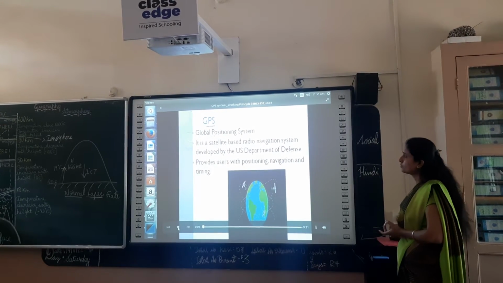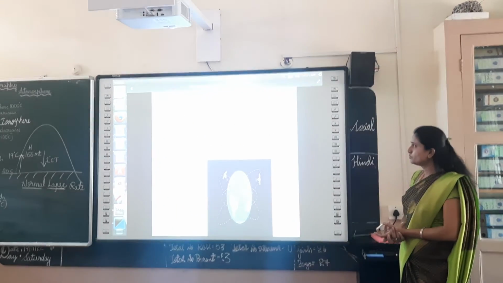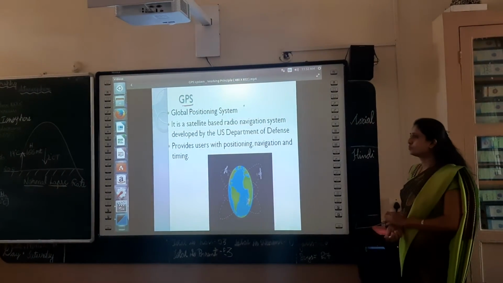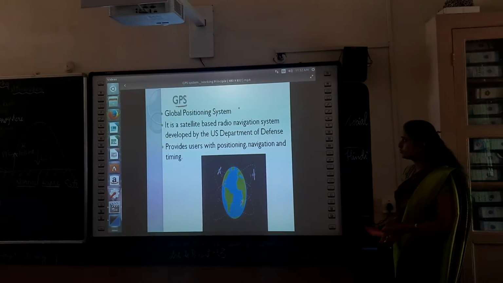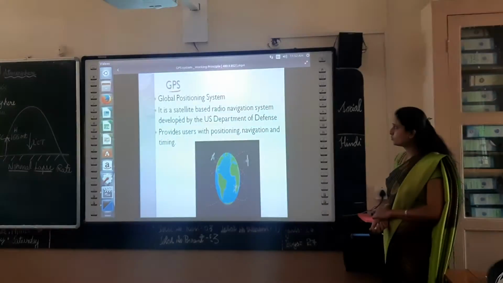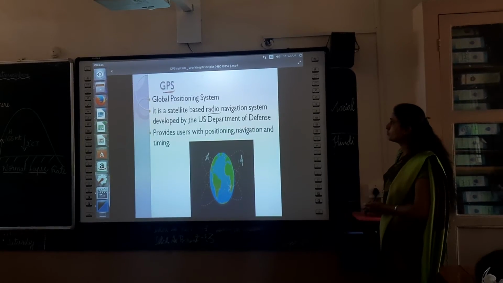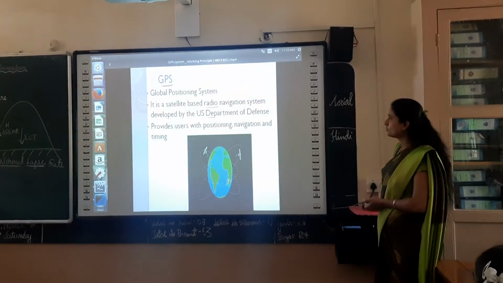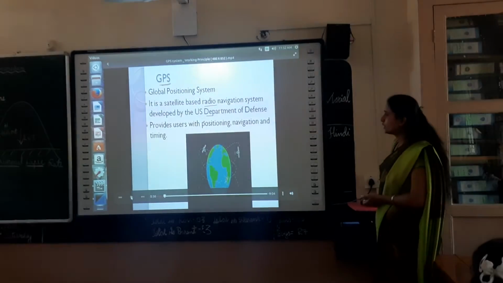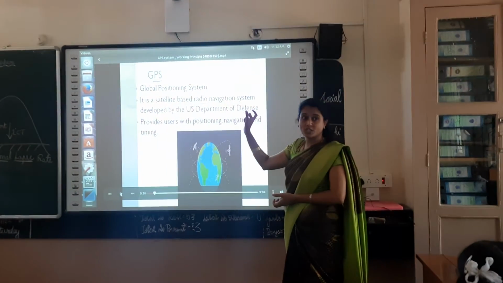GPS stands for Global Positioning System. We all are using GPS in our smartphones, sometimes in our cars, or in other devices which can tell us about location and time. GPS is a satellite-based radio navigation system that was developed by the US Department of Defense, and GPS is controlled by the US government.